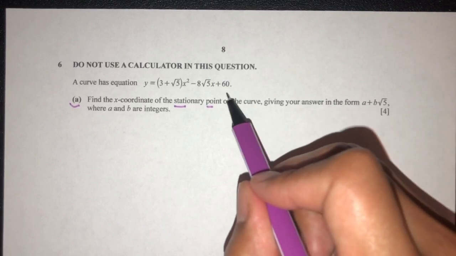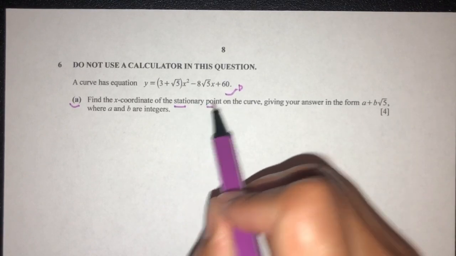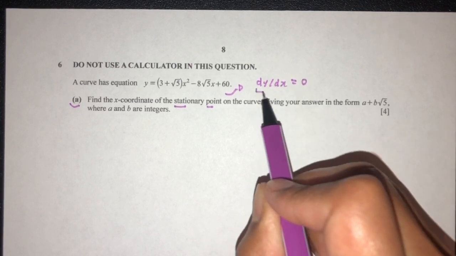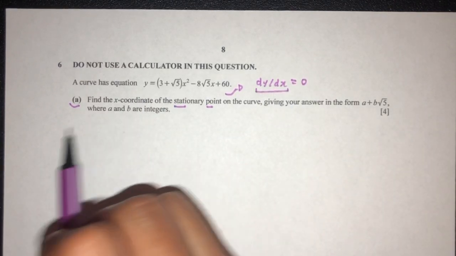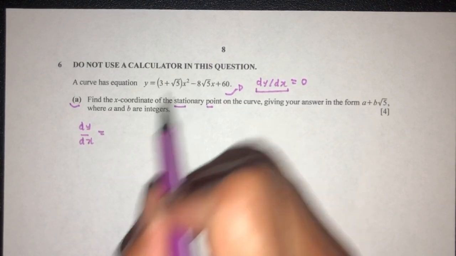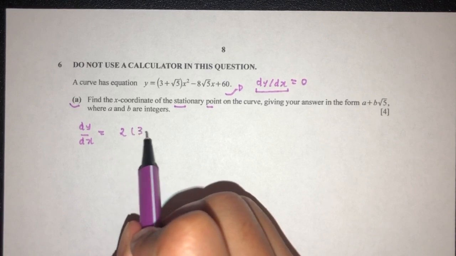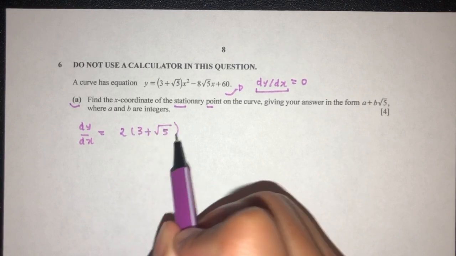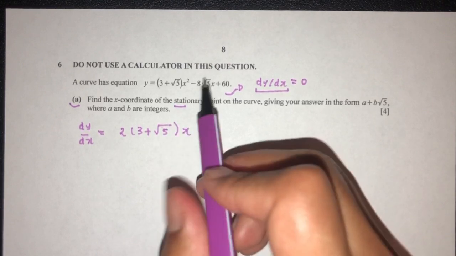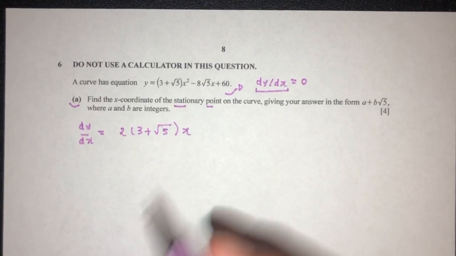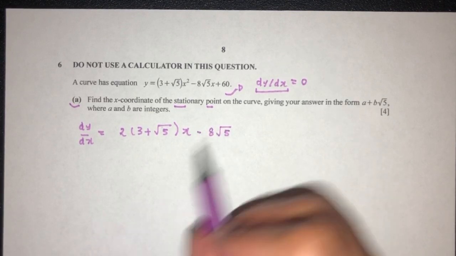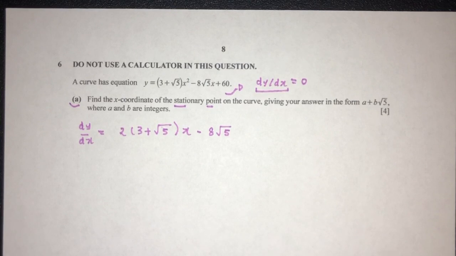So pretty easy. We know that at the stationary point, dy by dx has to be 0. So we first have to find dy by dx. So here we have y. So dy by dx will be what? We can first multiply by the power. That should be this. And then we have to minus 1 from the power, obviously. And then we have what here? Here we have minus 8 root 5. X will go away, and this will become 0. Right, if that makes sense.